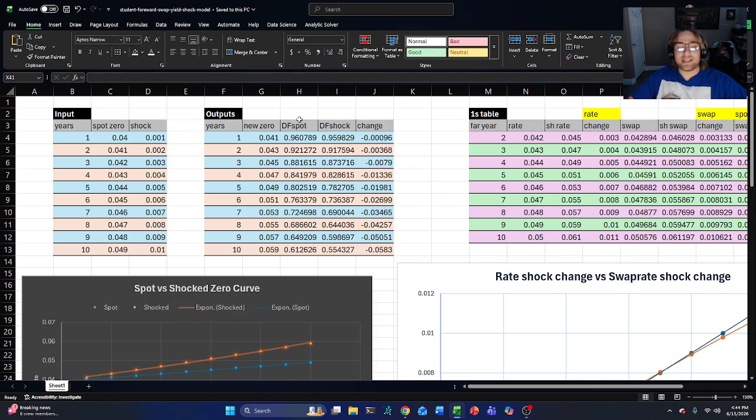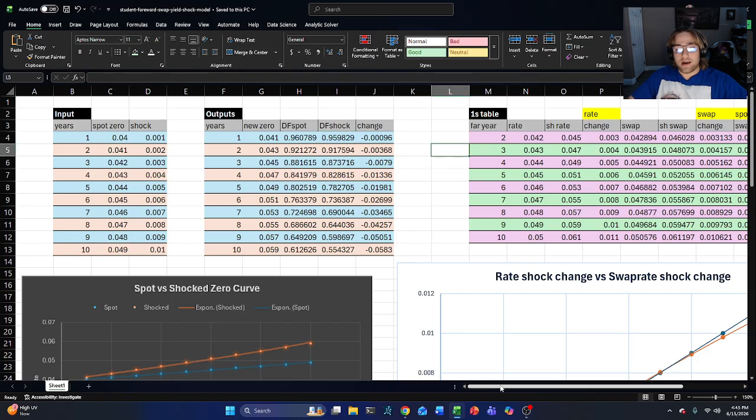We put in the discount factor for the spots. Then we put the discount factors for the shocks. And this just shows the change in discount factors. So as you can see, as one would expect, when zero rates are shocked upwards on a steepener, you see discount factors decreasing from that event because that's just the discount math. As you can see, that Euler negative rate time formula.